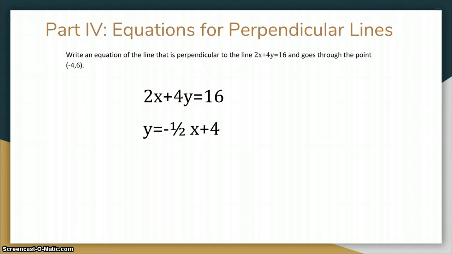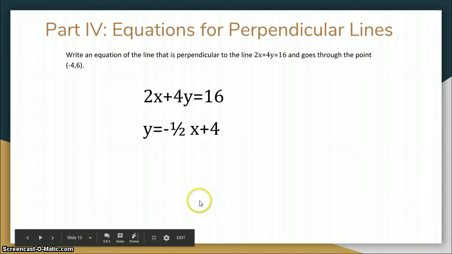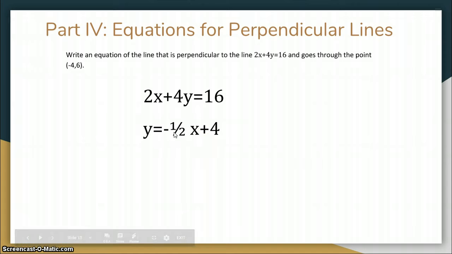First off, I'm going to make your life a little easier. The example in the notes gives you the equation in standard form. Let's just cut the corners here. 2x plus 4y equals 16. That's the same thing as y equals -1/2 x plus 4. Take a moment, jot that down so you can see that clearly, and then understand that we're going to be writing the equation for a line that's perpendicular to y equals -1/2 x plus 4, and goes through the point (-4, 6).